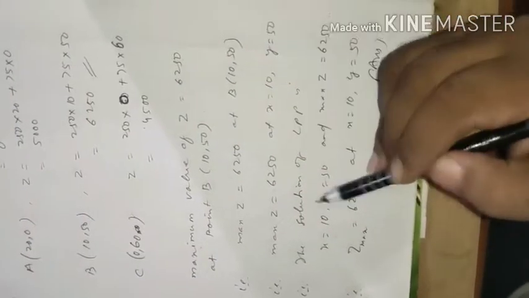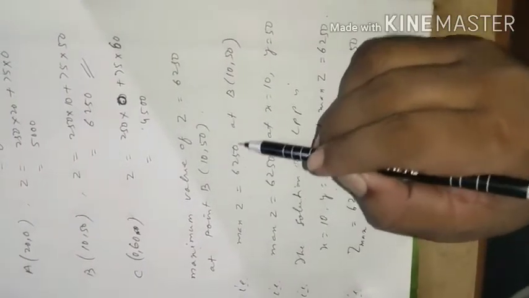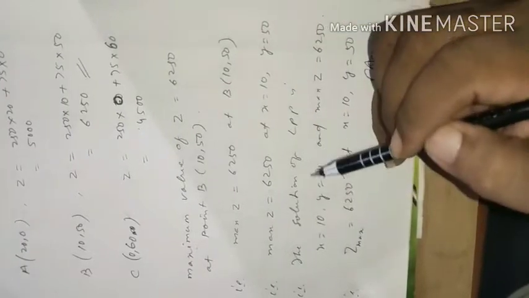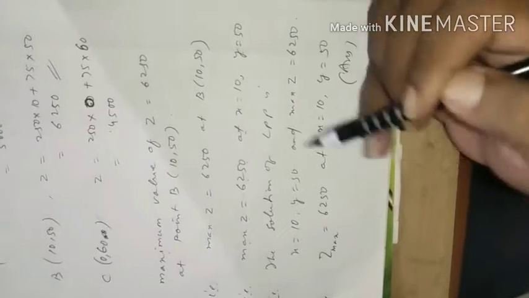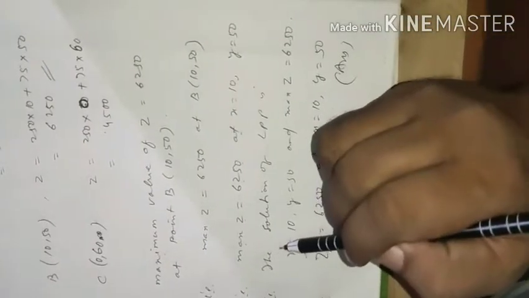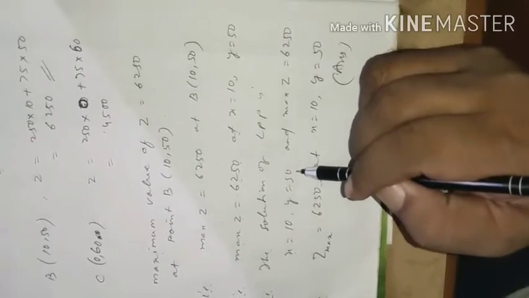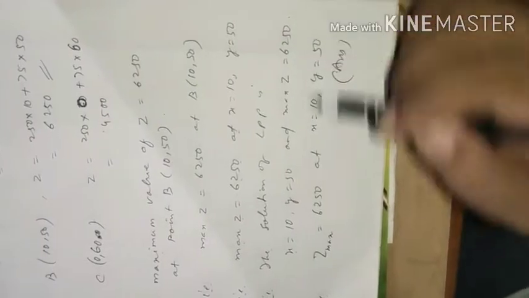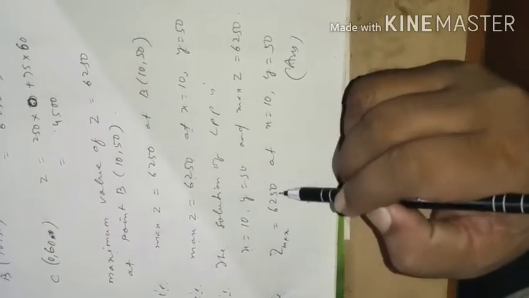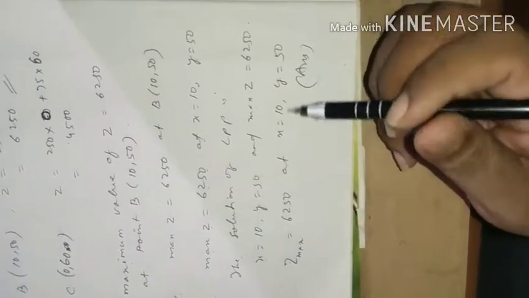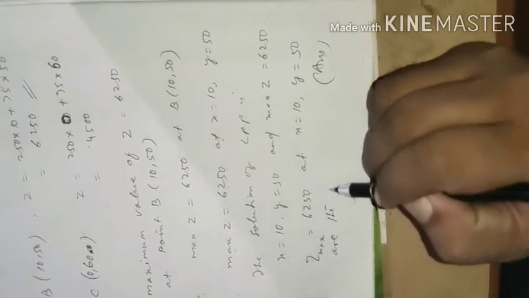So therefore the maximum value of Z is equal to 6250 at point B (10, 50). We have to write it in this way: maximum Z is equal to 6250 at B point (10, 50). Also you have to write maximum Z is equal to 6250 at X is equal to 10 and Y is equal to 50. Also you have to write the solution of LPP is X is equal to 10 and Y is equal to 50, and maximum Z is equal to 6250. And in mathematical way you have to write Z max equals 6250 at X is equal to 10 and Y is equal to 50 are the required solution.